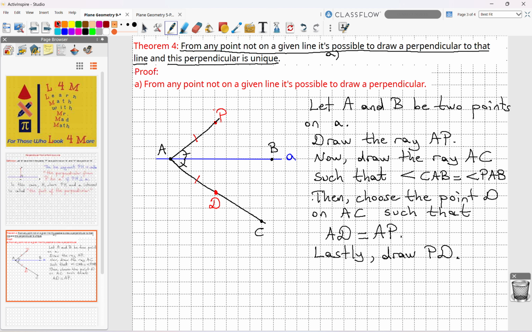I like to put things in order. So let's put them in order. This is what I did first. This is what I did next. This is what I did third. And this is what I did fourth. I'm drawing now PD.